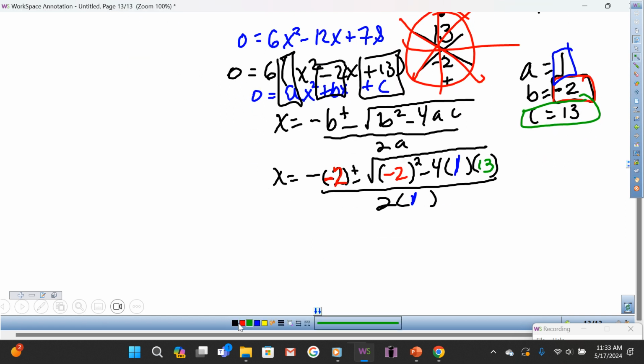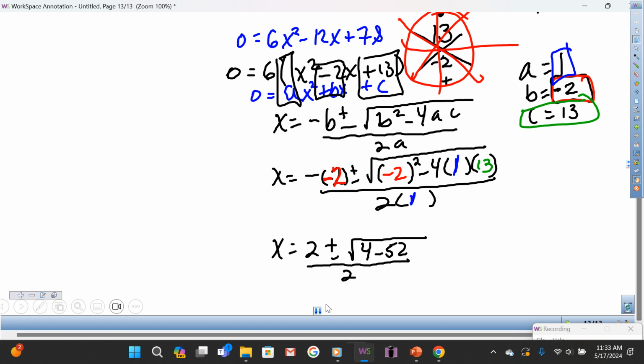All right, so let's simplify. Here it goes. x equals, what is negative times a negative here? Positive 2 plus or minus the square root. What is negative 2 squared? That's positive 4. Negative 4 times 1 is negative 4, times 13, that's negative 52, over 2 times 1 is 2. So far so good? Yes?